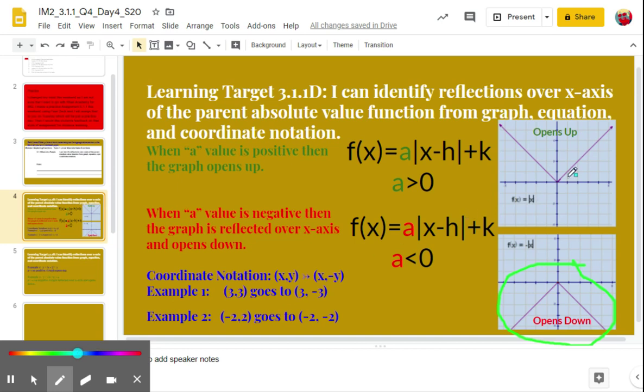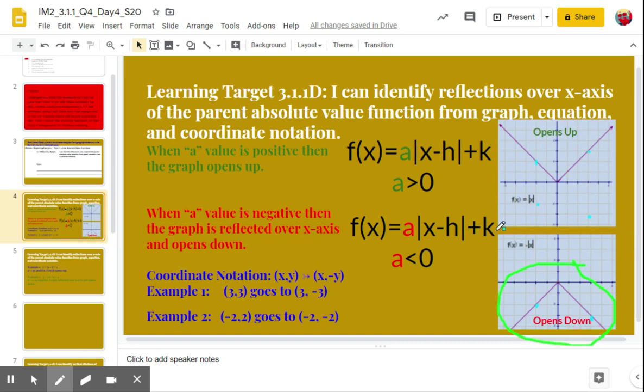Let's take a look. If I take a point like (3, 3), when it reflects over the x-axis, well, look what's down here. 1, 2, 3. It's (3, -3), right? So you can think this point reflects over the x-axis and lands down here. If I take the point (-2, 2) and I reflect that over the x-axis, this is 2 above, it goes 2 below. So that'd be this one down here, it's 2 below the x-axis. So that's how you see the reflection across the x-axis from the graph.